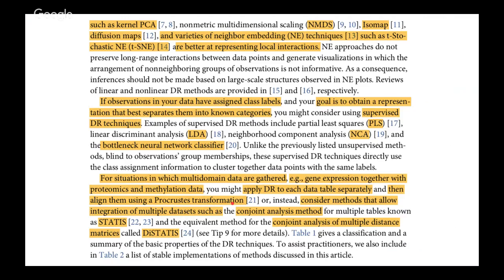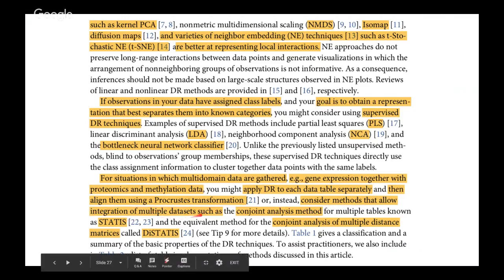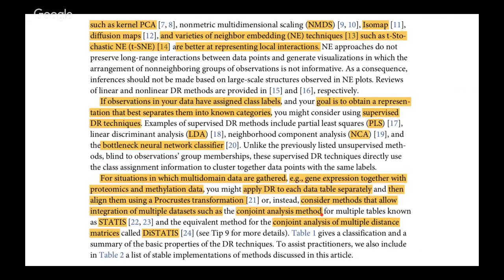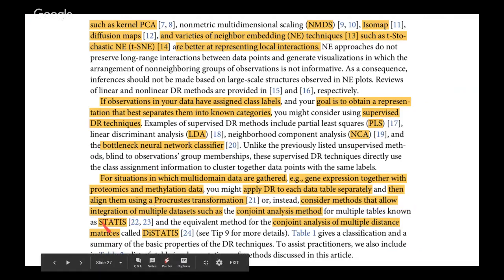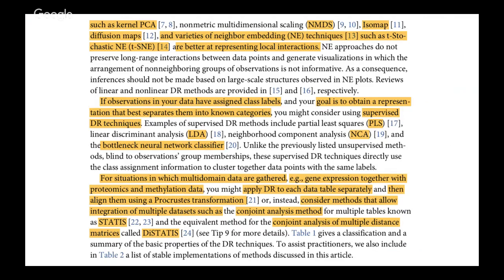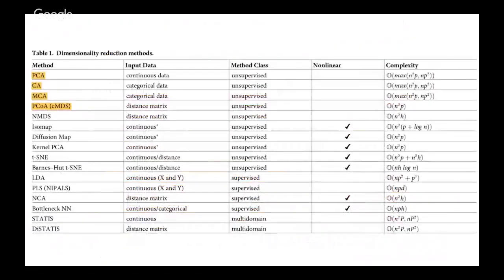That's one option. Or what you can also do is consider methods that allow the integration of multiple data sets, such as the conjoint analysis method for multiple tables known as STATIS, and the equivalent method for the conjoint analysis of multiple distance matrices, or DiSTATIS. These techniques are more like pure multi-omics techniques that come from looking at this data more globally, and they may be more relevant for cases like this.